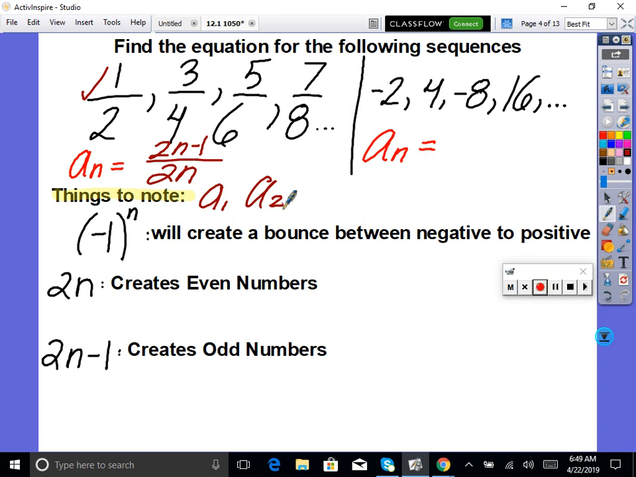Okay, let's do it on this side here. Okay, what do we see? 2, 4, negative 8, 16. So you see it bouncing between positive and negative. So you have negative 1 to the n, right?